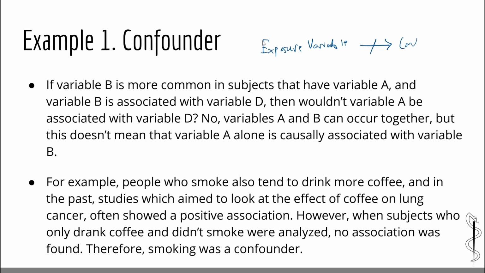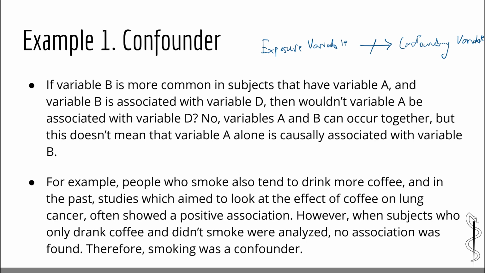If the exposure variable did cause the confounding variable, then this variable would actually be an intermediate variable and not a confounder. In this situation, the exposure would truly be associated with the outcome via an intermediate variable, since the exposure causes the intermediate variable and the intermediate variable causes the outcome variable. However, in confounding, this is not the case, because the exposure variable does not cause or create the confounding variable. They just tend to occur together.